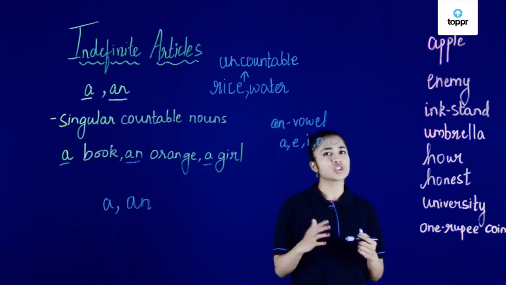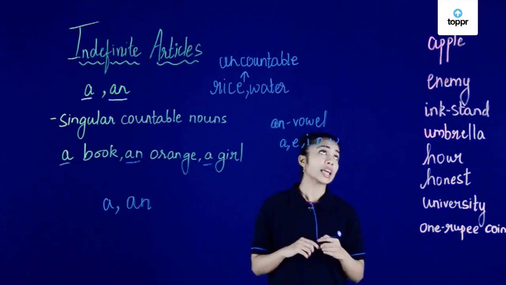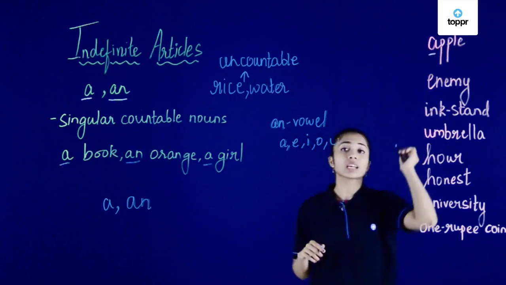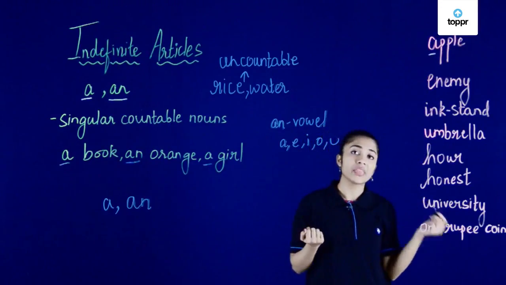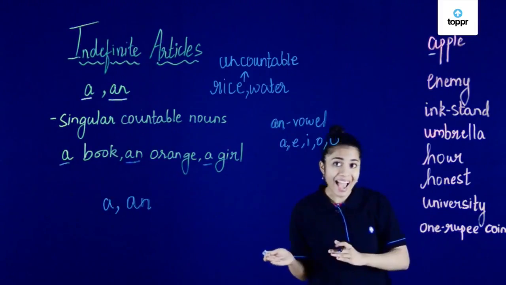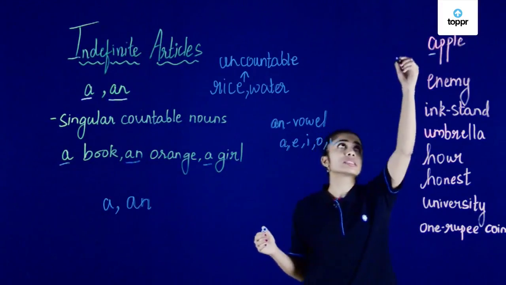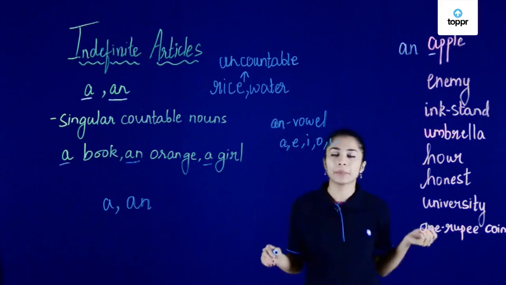So apple, should it be a apple or should it be an apple? Well, A here is our vowel letter, and therefore, what is the rule, guys? The rule is we have to use an before words starting in vowel letters. Therefore, we would say an apple.